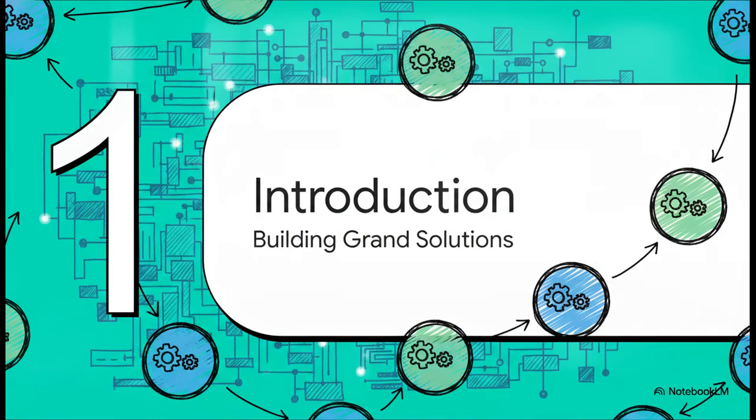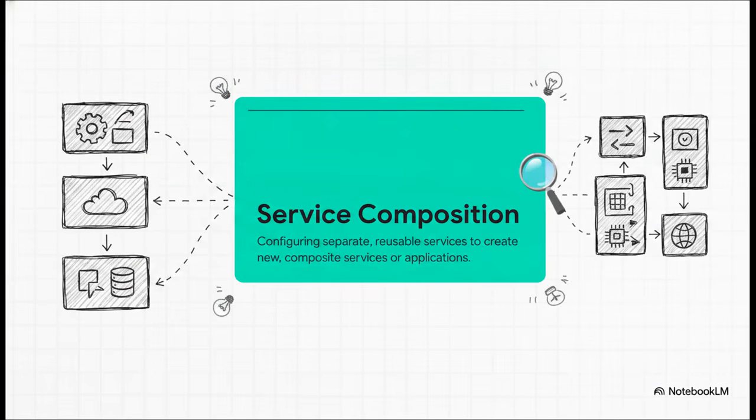All right, let's jump right into Section 1, Introduction to Service Composition, Building the Grand Solution. So, up until now, we've mostly talked about building single independent services, but the real power comes when we link them all together into massive integrated applications, and we call this service composition. Let's look at the formal definition. It's the process of composing and configuring separate, reusable services to create new composite services or integrated applications.